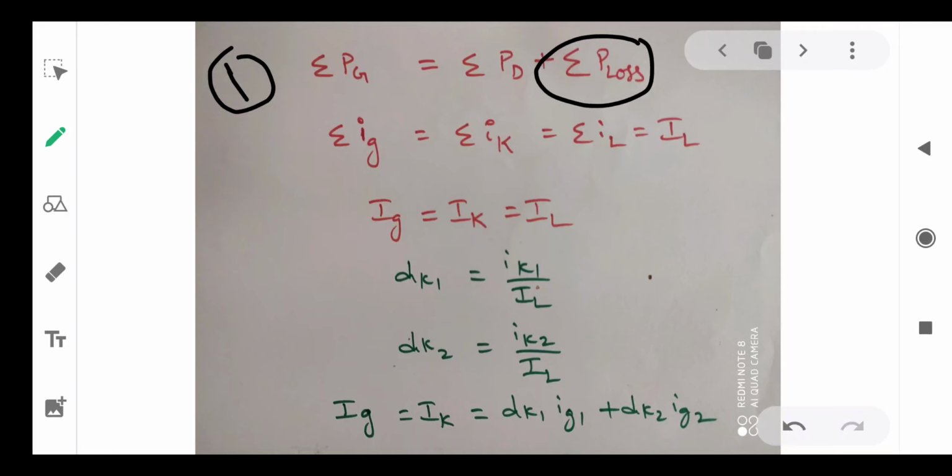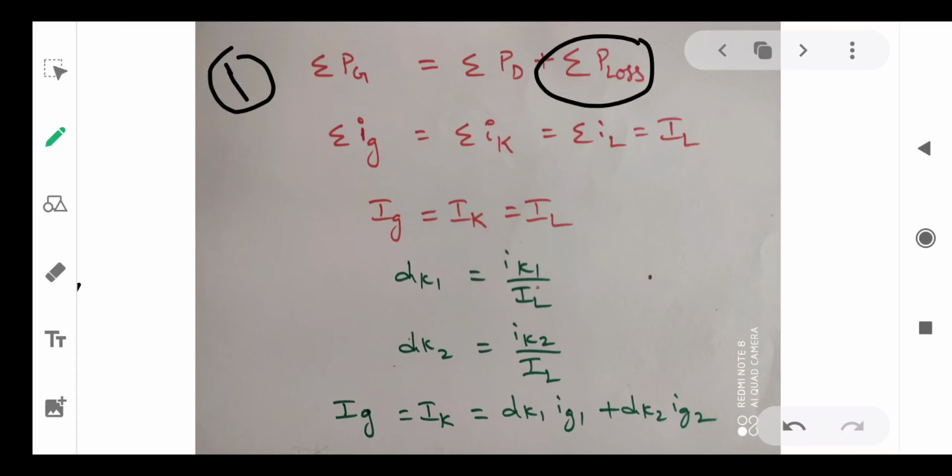Therefore sigma Ig equals sigma Ik equals sigma IL, so Ig equals Ik equals IL, the summation of all the currents. And hence current distribution factors have to be considered. Dk1 and Dk2 are the current distribution factors of transmission lines.